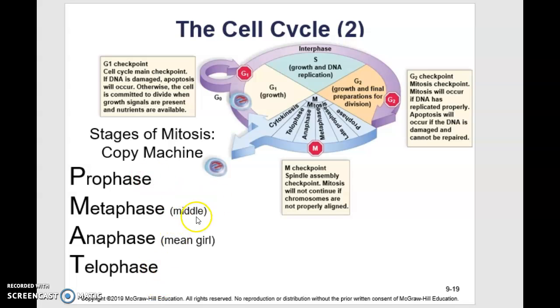And I'll explain these a little bit later, but here's some hints for you. In metaphase, you can think of middle, meta, middle. Anaphase, you can think of Anna being a mean girl, and I'll show you that in a little bit as well. But you will need to know the phases of mitosis and the fact that mitosis is simply a copy machine making exact copies of the nucleus. So it's nuclear division. Now the whole cell division is going to be in cytokinesis, which we're also going to talk about.